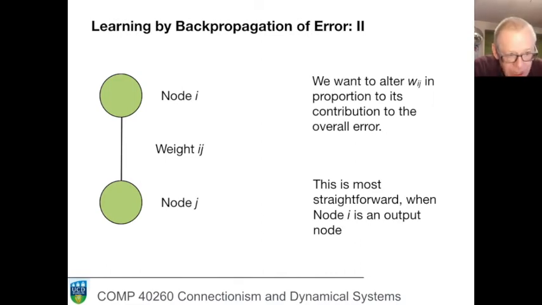Our task here is to consider each weight in turn and to alter it in proportion to its contribution to the overall error. When the receiving node, node I, is an output node, we have this explicit computation that gives us the error at that node. It's very, very straightforward. When node I is a hidden unit, we'll have something else to do.